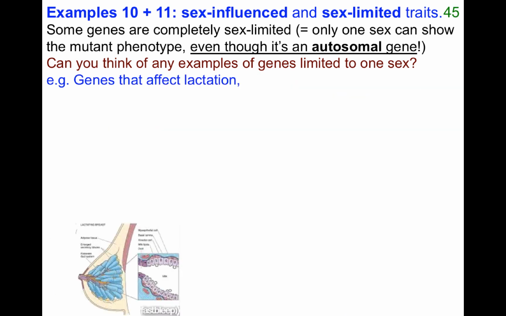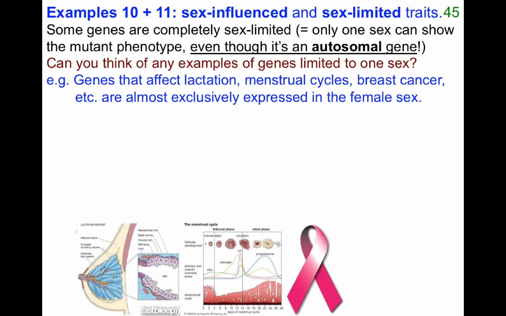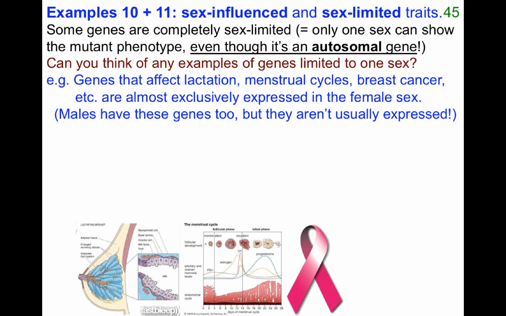Okay. There's also other genes that are kind of sex-limited to females. For example, genes that affect lactation, menstrual cycles, probability of getting breast cancer and such. These are generally only found in the female sex. Now males do have these genes too. These are autosomal genes. Males have as many copies of these genes as females do, but they usually aren't expressed because males generally don't have breasts.